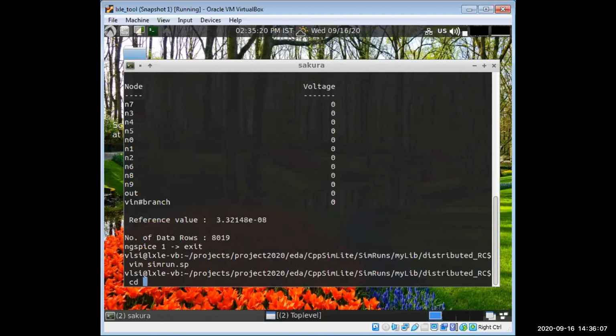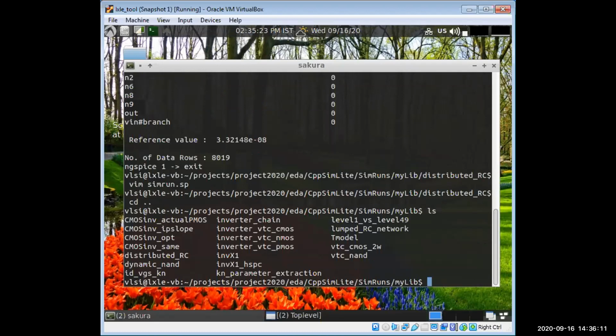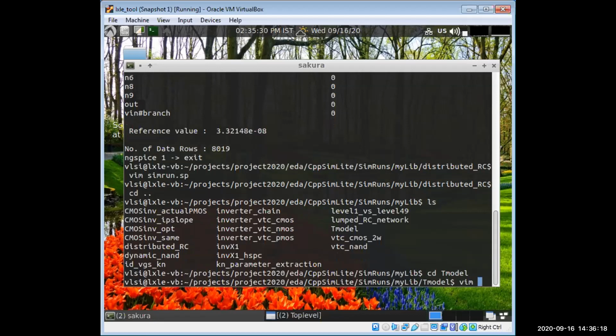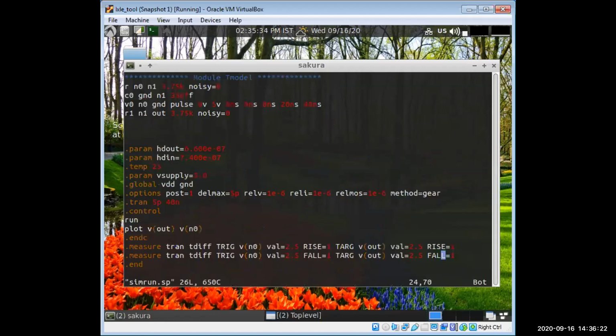Got the answer? Okay, I will be copying the .measure statement from this one. So let me copy that.